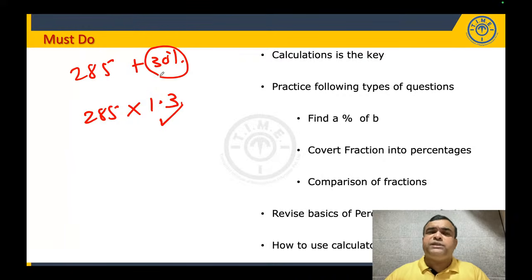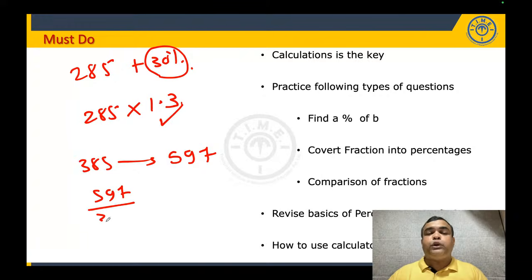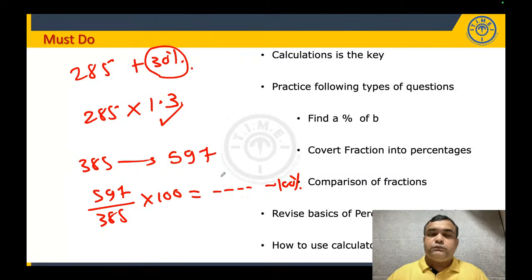मैन्युअली कर रहे हो तो शायद 30% निकाल के ऐड करेंगे. If you are doing on a calculator, you will multiply by 1.3. Okay, 385 becomes 597. कितना परसेंट इंक्रीज है? Don't do difference upon initial value. You just do 597 upon 385 into 100. जो भी आंसर आएगा subtract 100%. So that will give you the percentage. So answer है 150%. तो 150% आया मतलब 50% इंक्रीज है.